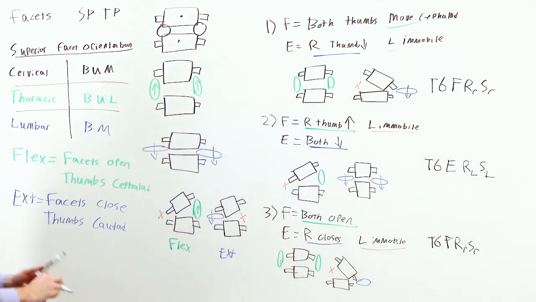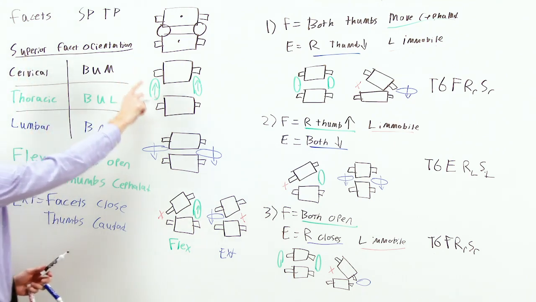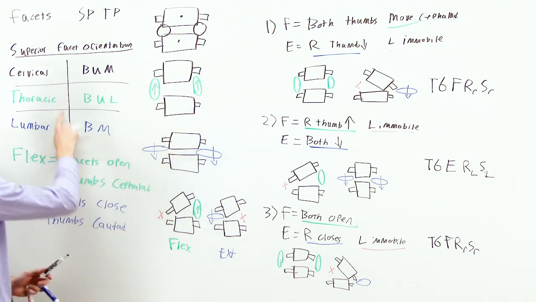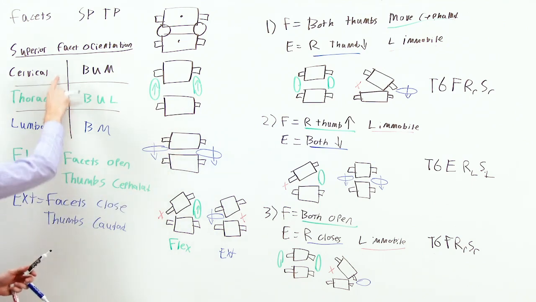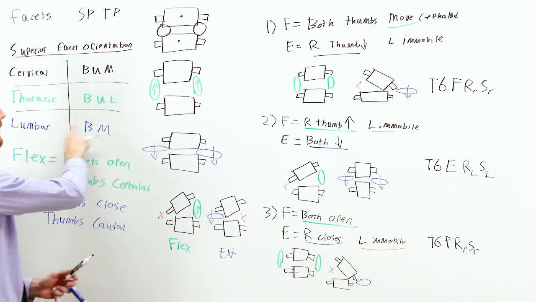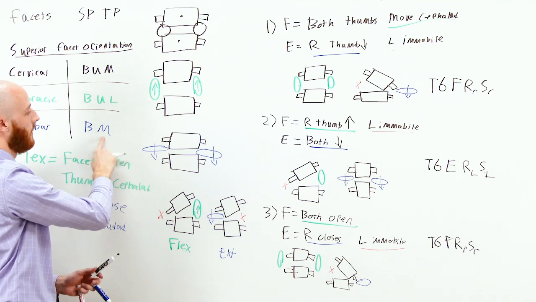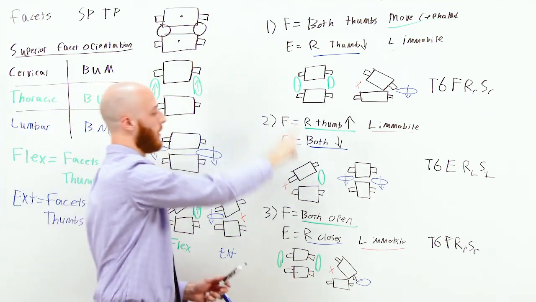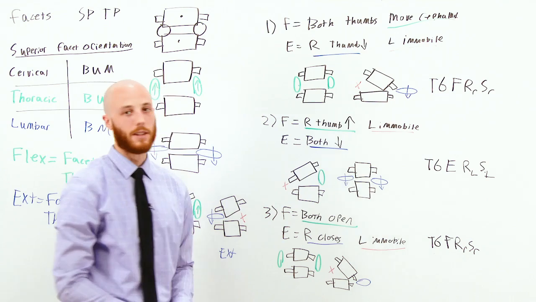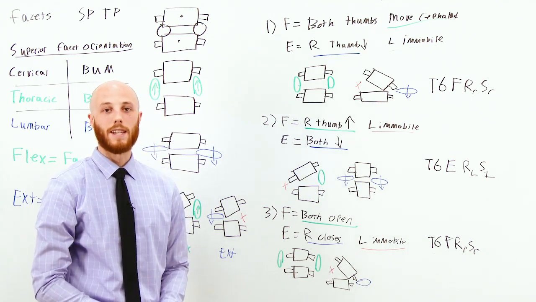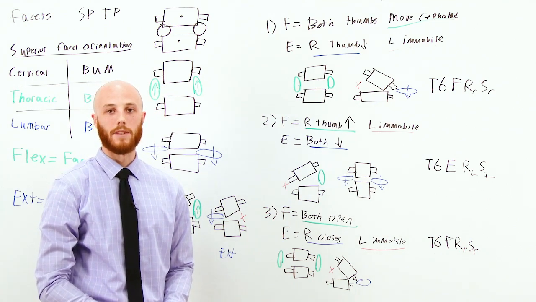So in this lecture, we went over where exactly the facets are, how they move during flexion and extension, the orientation of the cervical, thoracic, and lumbar spine. Just remember bumblebee, M. And then 3 practice questions to go over how to make the correct diagnosis. And that's how you use the facet model to diagnose the thoracic spine.